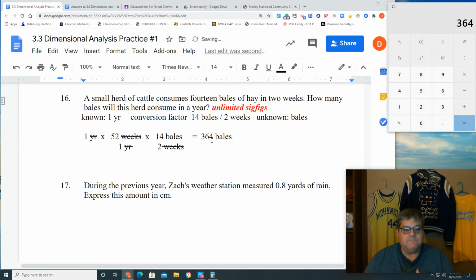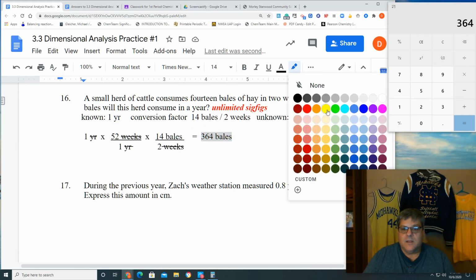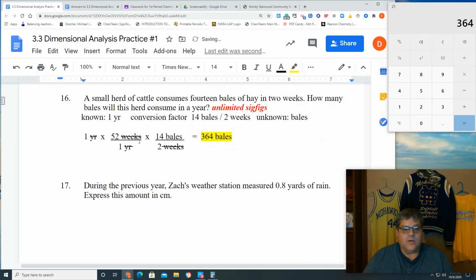And since it's unlimited, that's it, because we know that we can't have half a bale. That's how many bales are in 1 year. All we have to do is highlight that, and that's our final answer. There we go, the answer for question number 16. Hope it helped you out.